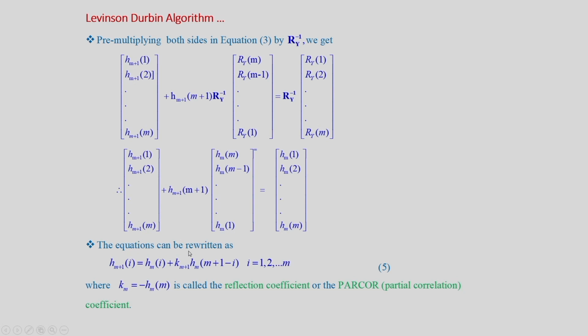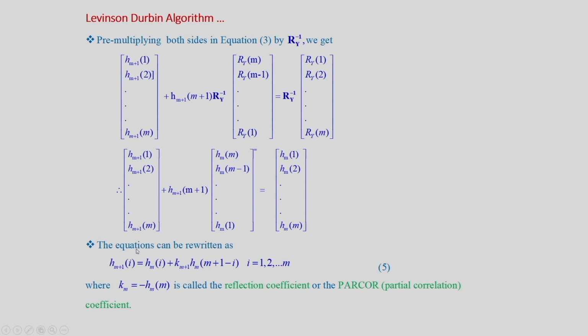We can write each element like this: h_{m+1}(i) is equal to h_m(i) from this vector, plus k_{m+1} into h_m(m+1-i), because it is in reverse order. This is true for i equal to 1, 2 up to m. Since this is h_{m+1}(m+1), therefore, this we will write as k_{m+1} h_m(m+1-1), because this is m+1, here also it will be m+1.